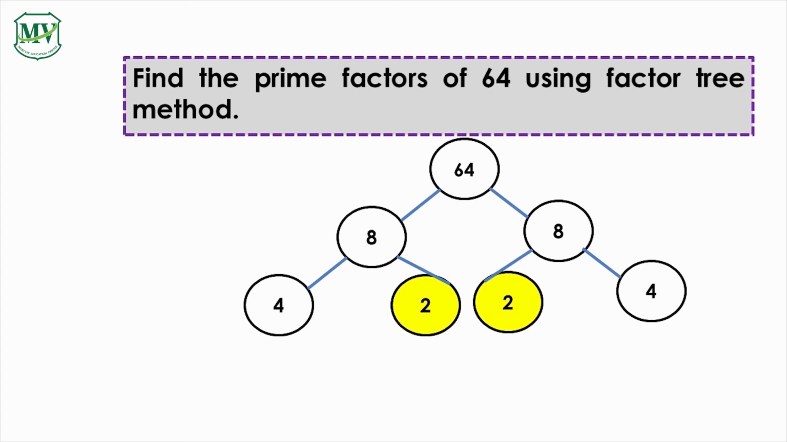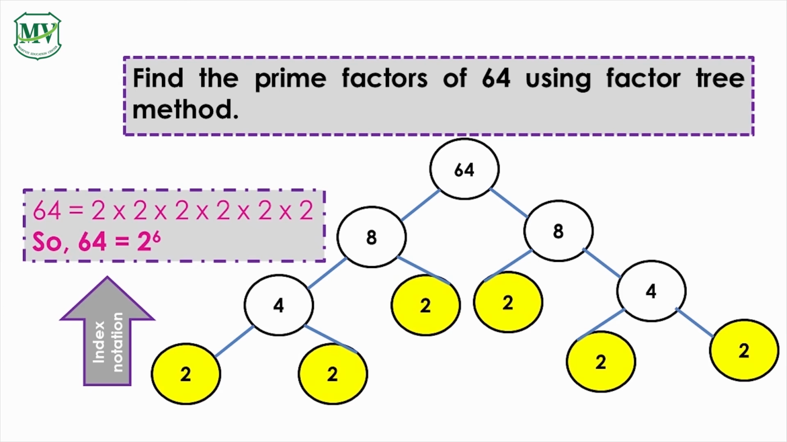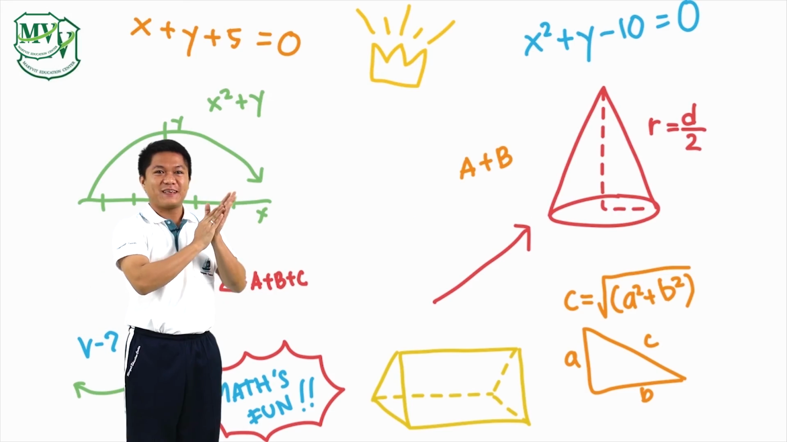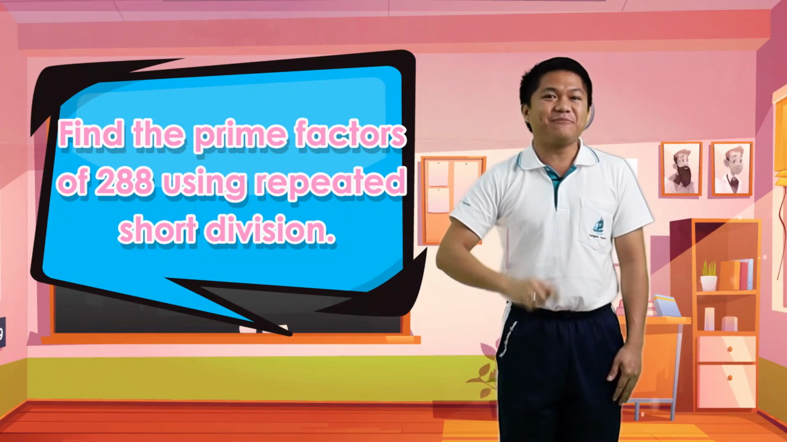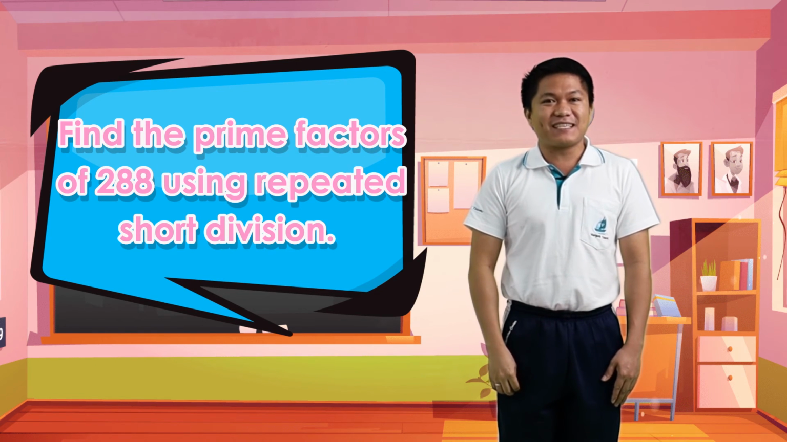4 is not a prime number, so we will factor out 4. The factors of 4 are 2 times 2. 2 is a prime number, so the prime factors are 2 times 2 times 2 times 2 times 2 times 2, or it can be represented by the index notation 2 to the power of 6. Did you get the correct answer? Fantastic! This time, let us try to find the prime factors of 288 using the repeated short division.